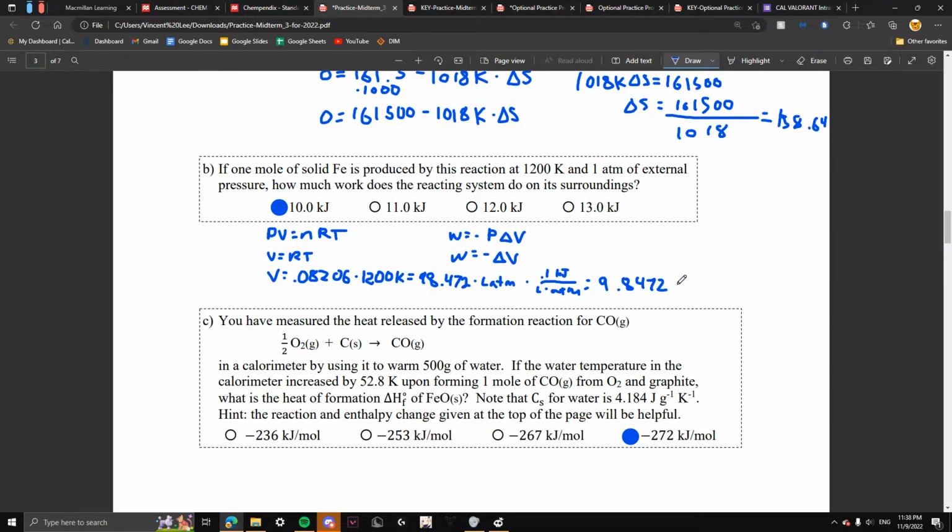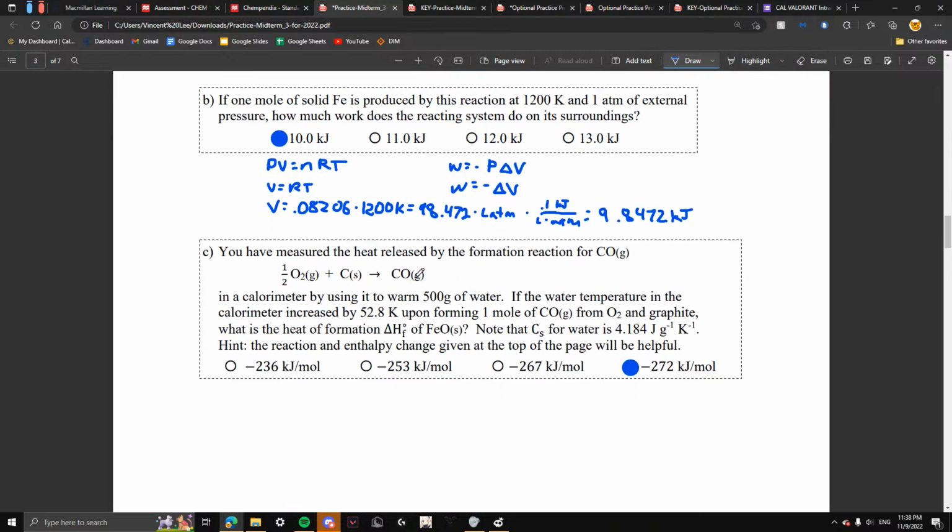And that gives us 9.8472 kilojoules. And then if you plug into the delta V over here, it'll be negative, but the reason why it's negative is because a negative work means that the work is being done by the system onto the surroundings. So the surroundings receive that amount of energy, which is 9.8472, and that rounds up to 10 kilojoules. So that's our right answer.